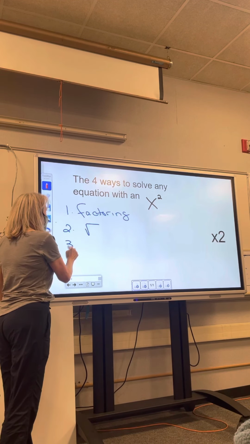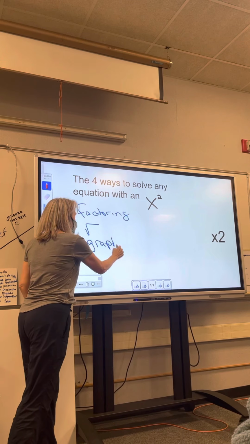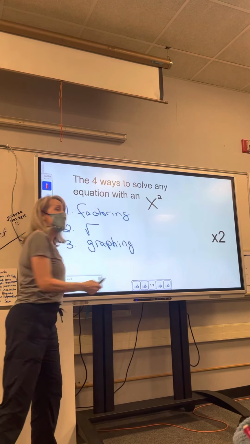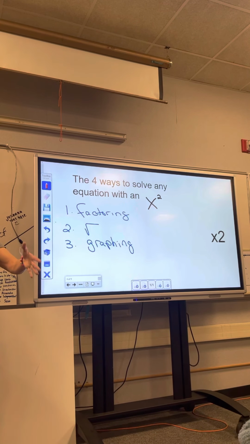The third way is graphing. Now, right now, a lot of you are like, ugh, I hate graphing. Well, I have good news. We're going to do almost all of it with technology. And when I show you how to do it with technology, after we kind of learn the basics, you're going to be like, oh my God, that's so easy. And that's so nice.